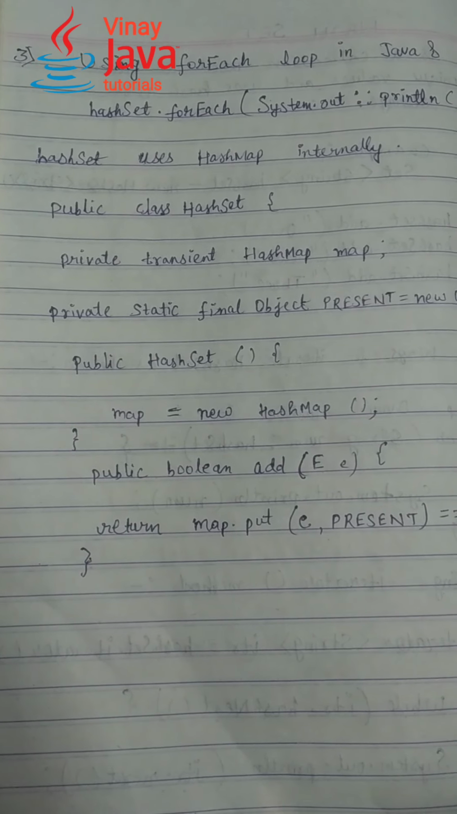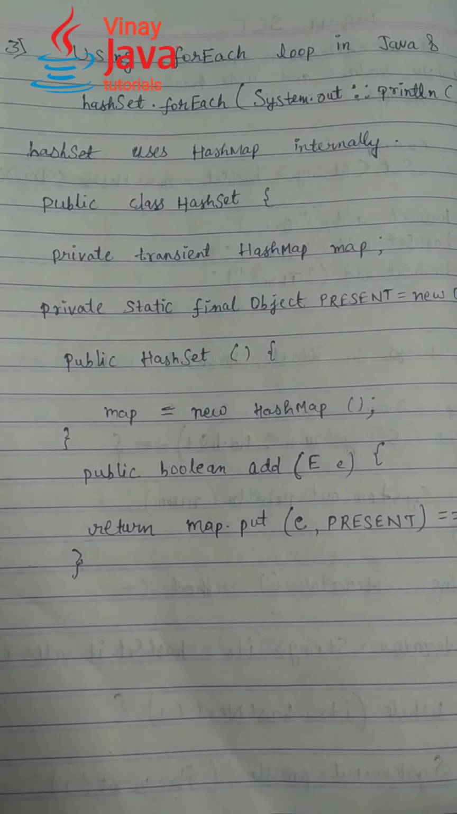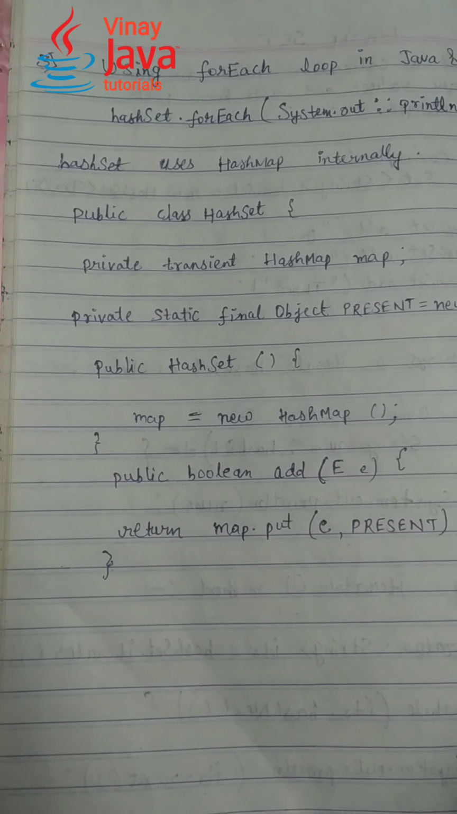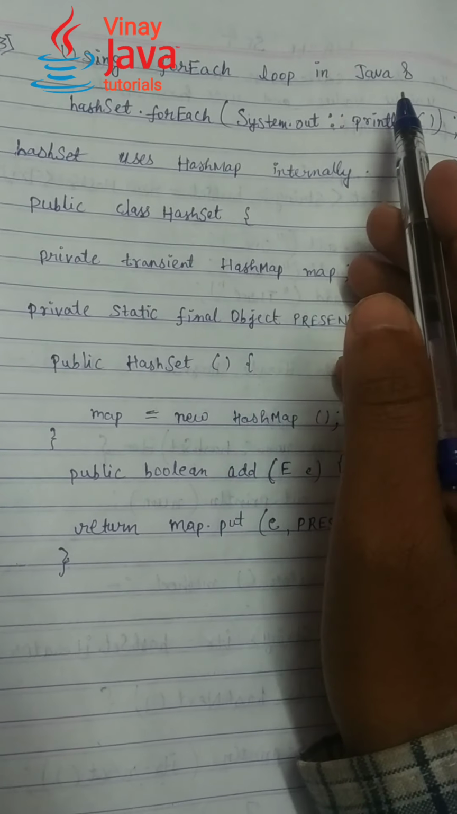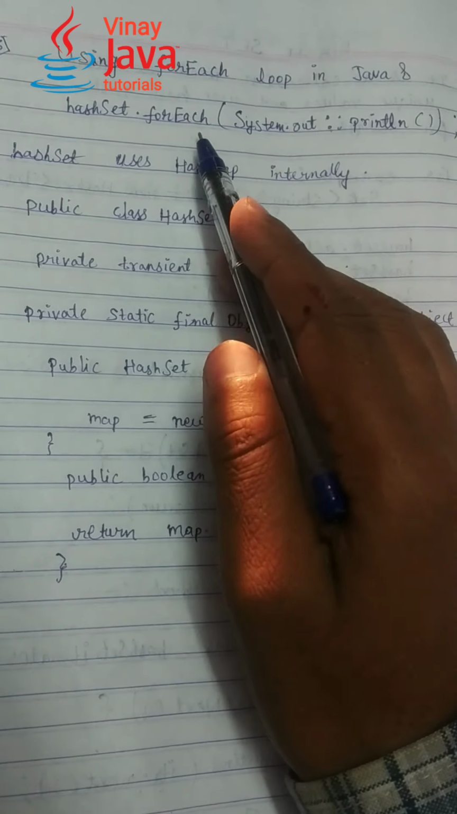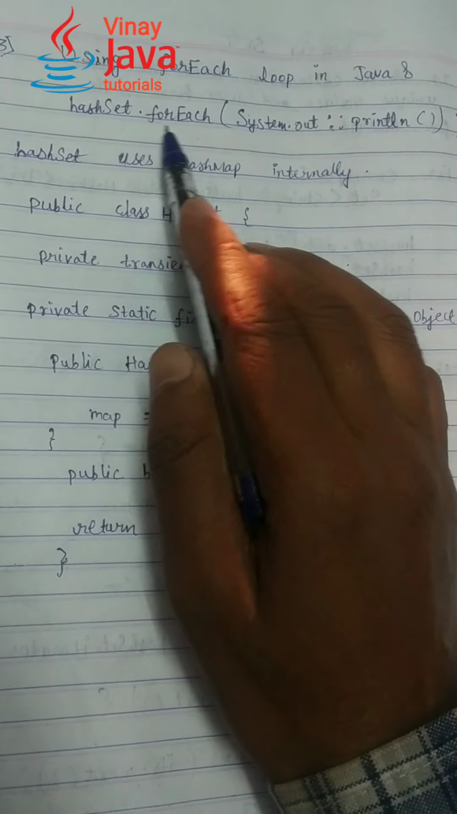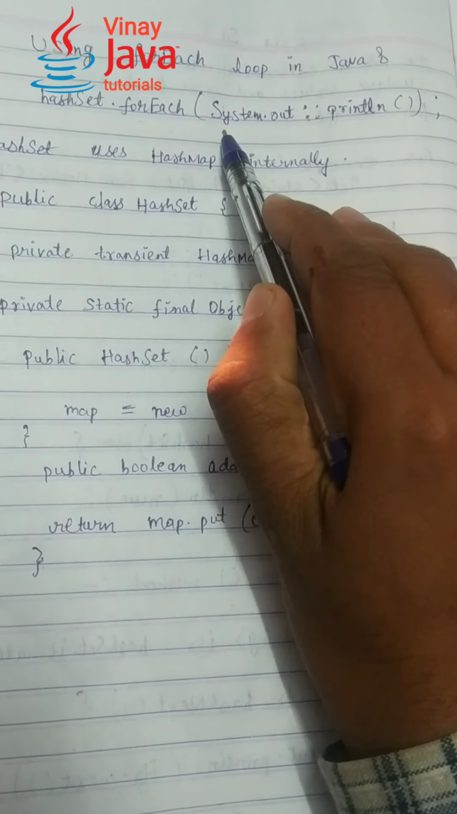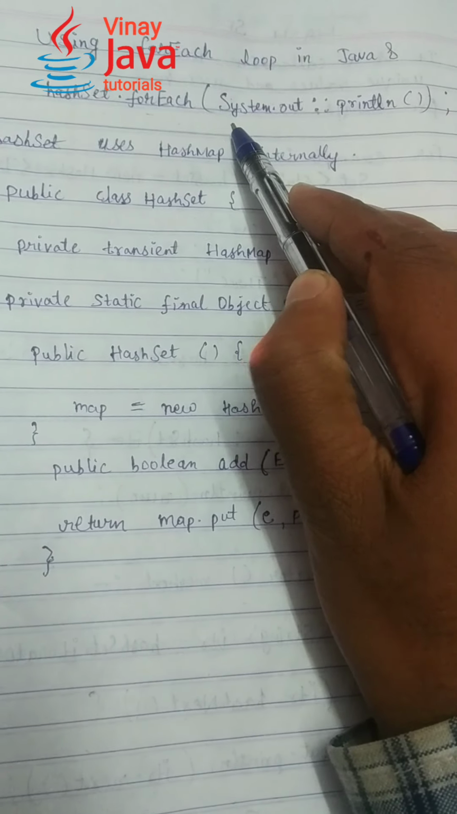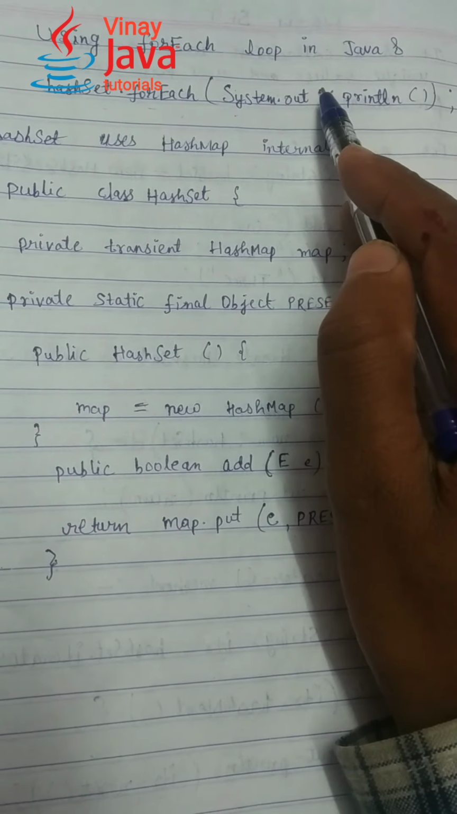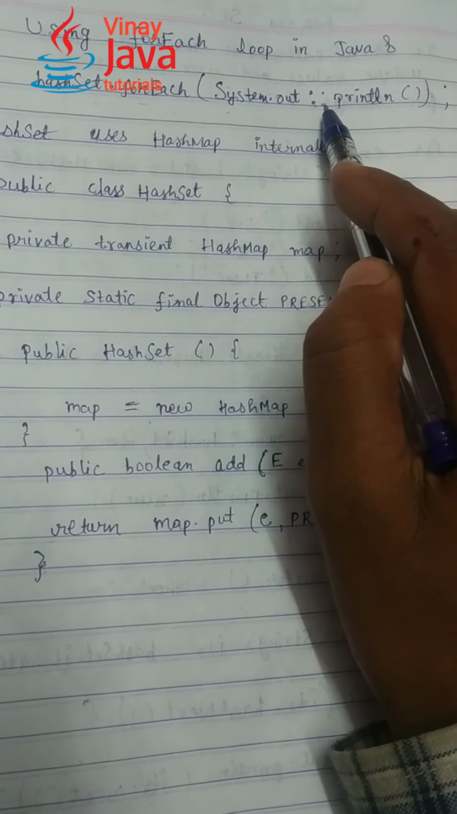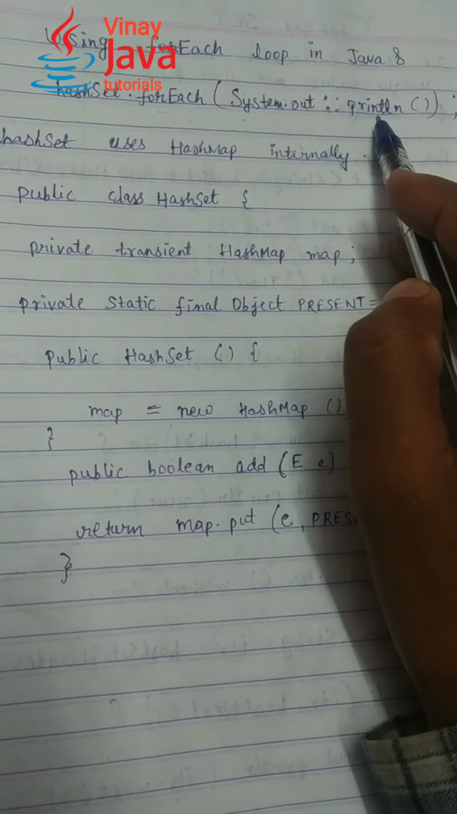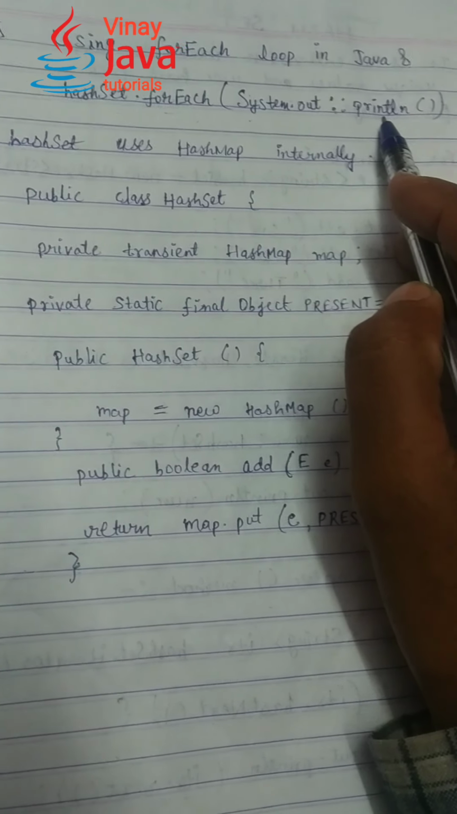So the third method is the forEach loop, which is simple, using Java 8. There is a forEach method. From the hash set object I will call the forEach method, and inside forEach I have to print the elements as System.out, then I will use this double colon, println method. It will give me all the elements line by line.